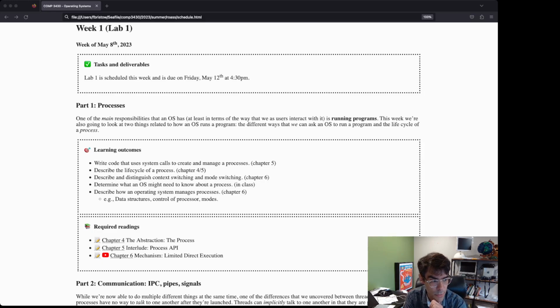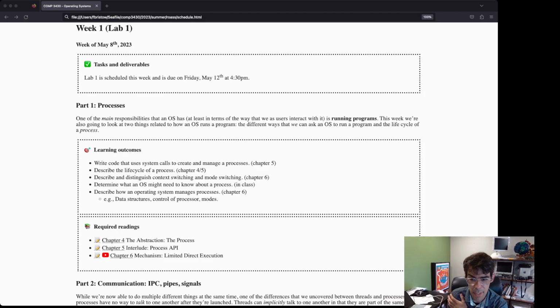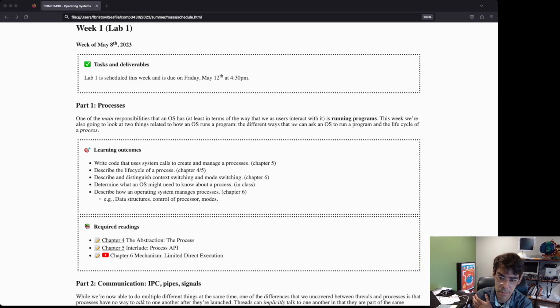For the first set of learning outcomes related to processes this week, you should be able to write code that uses system calls to create and manage a process. That's system calls like fork, exec, and wait. This is also described in chapter 5 of the textbook. We did this in class, more like here's how you use these APIs. They also do it that way in the textbook, but it was worth taking a look at in the classroom.